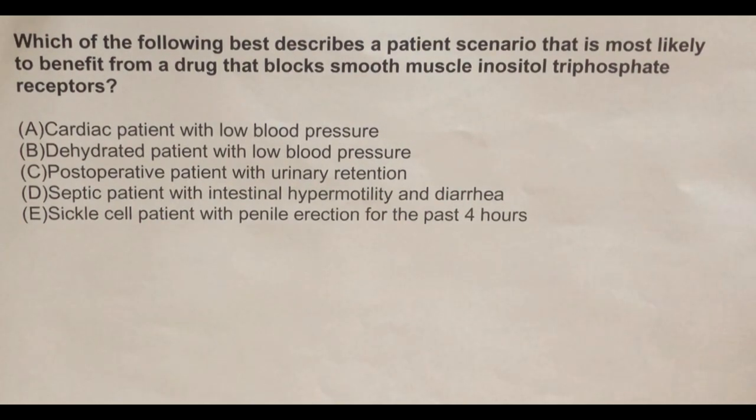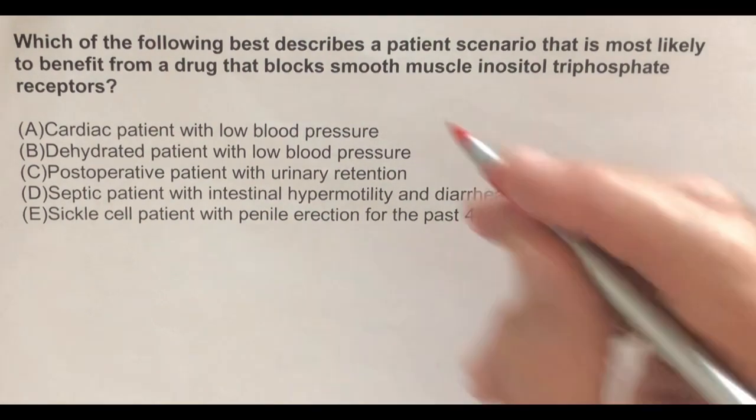Which of the following best describes a patient scenario that is most likely to benefit from a drug that blocks smooth muscle inositol triphosphate receptors? So, we should know something about inositol triphosphate receptors. But even before we do that, one strategy is to look at A, B, C, D, E and see if one choice pops out as being different than the other four.